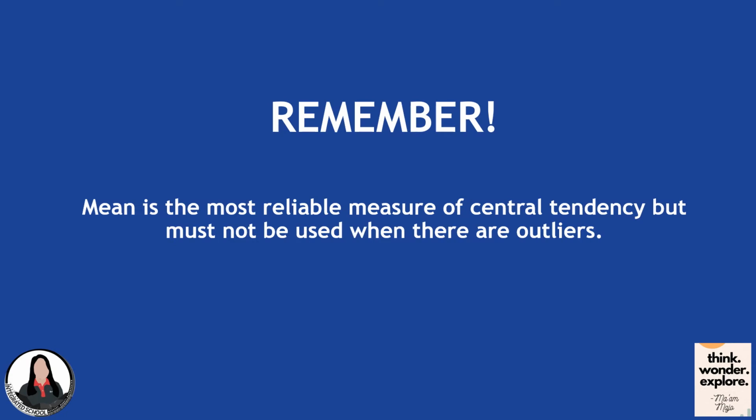Now, let us remember that mean is the most reliable measure of central tendency. Bakit? Kasi kung babalikan ninyo kung paano natin sinosolve ang mean ng isang dataset, lahat ng values ay kinoconsider, right? Kasi ina-add natin ang bawat isang value sa dataset para makuha natin yung mean. That's why it is considered as the most reliable measure of central tendency. Kaya lang, may pagkakataon na hindi siya dapat gamitin. Kailan yon? It must not be used when there are outliers.